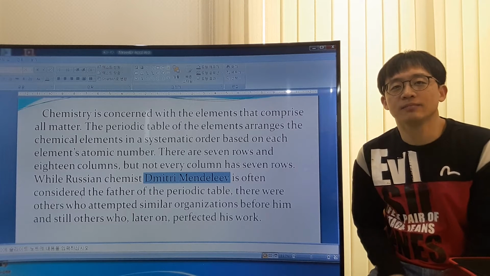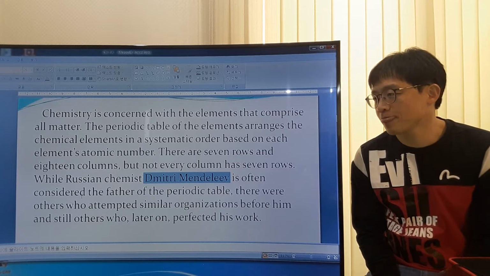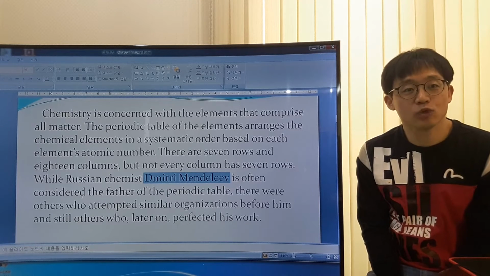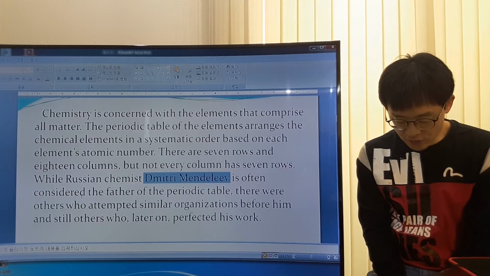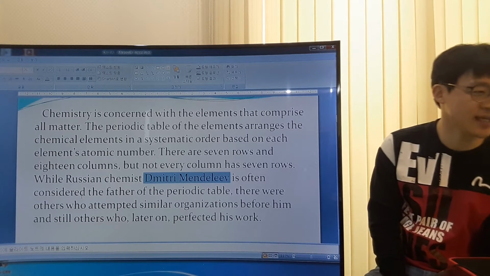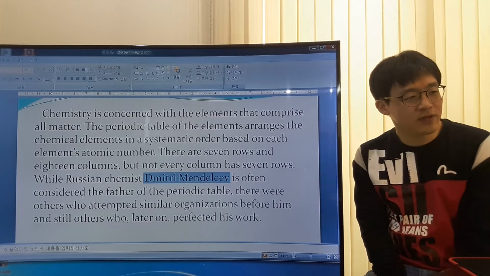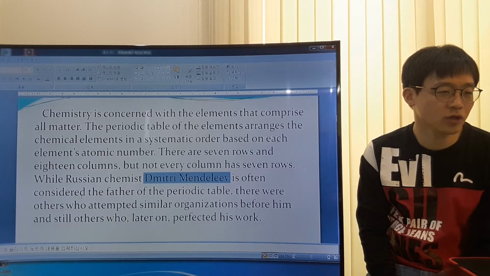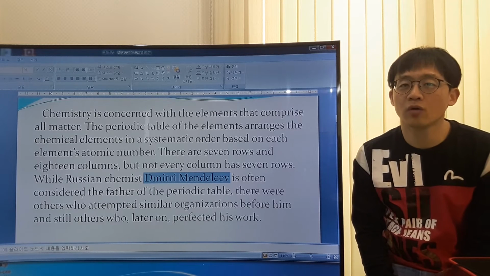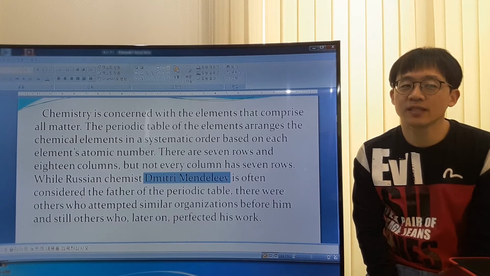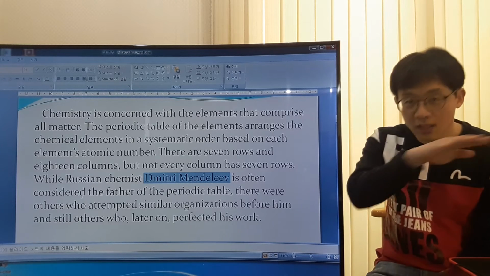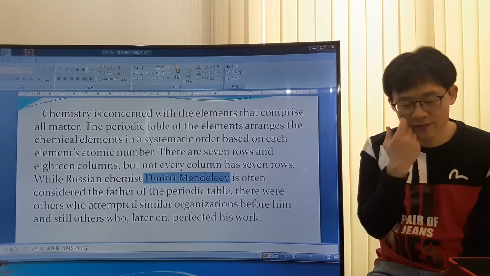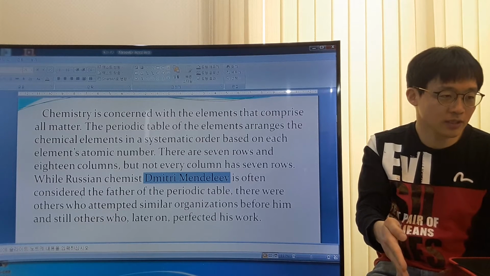Atomic, what is an atom? An atom is the smallest amount of a substance which can be involved in a chemical reaction. That's an atom, okay? There are 7 rows and 18 columns, but not every column has 7 rows. Oh my goodness, what does that mean? What is a row? A row is a line of things, in this case in a horizontal way, and a column is a line of things in a vertical way, alright?